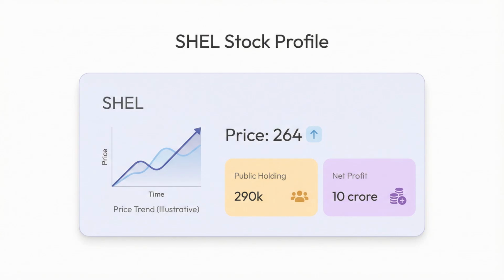Let us select a specific stock, such as Shell, for a deeper dive into its metrics. The market price sits at 264, with a public holding of 290,000 shares. The net profit is around 10 crore, which is decent, and the EPS and book value are sitting at average, acceptable levels for this sector.